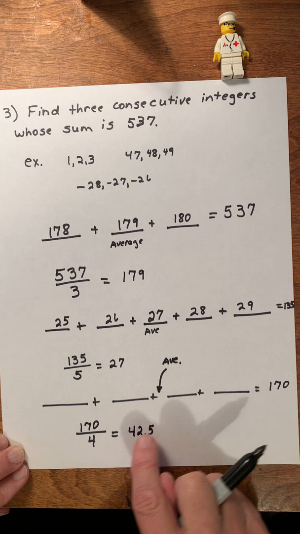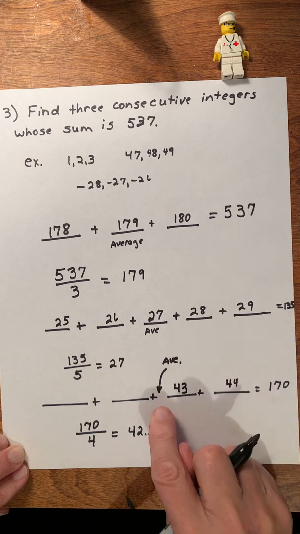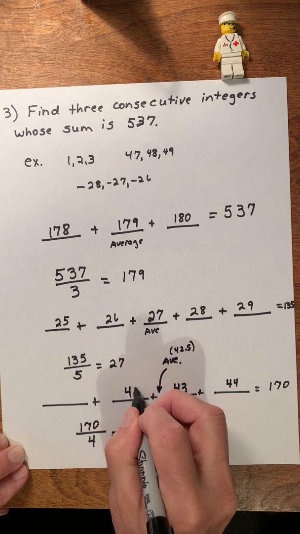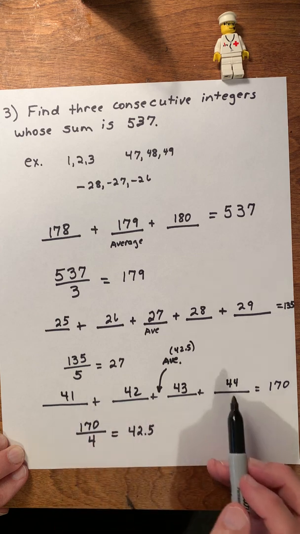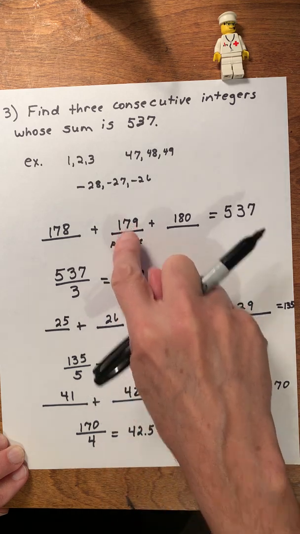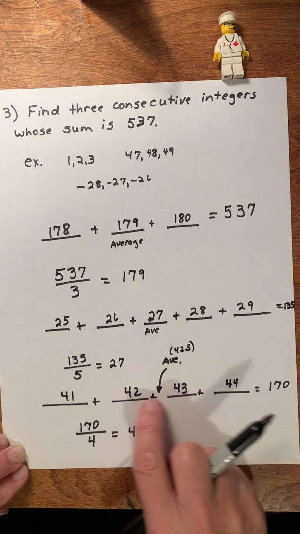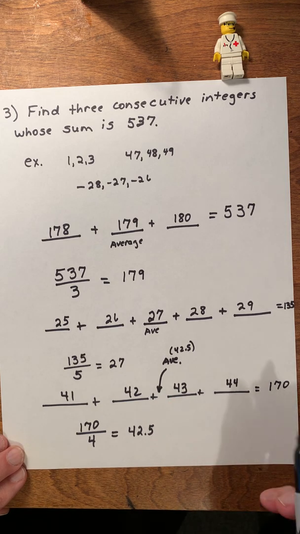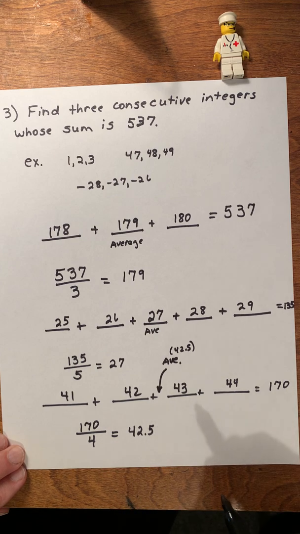So the one just larger than 42.5 is 43. And the one just smaller than 42.5 is 42. And again, I have my 4 values by doing the same thing. Take the average. It will either give you the middle value if you have an odd number of integers, or it will give you the middle of your array, which is in between these two. So anyway, odd or even, you can still take the average and work from there.